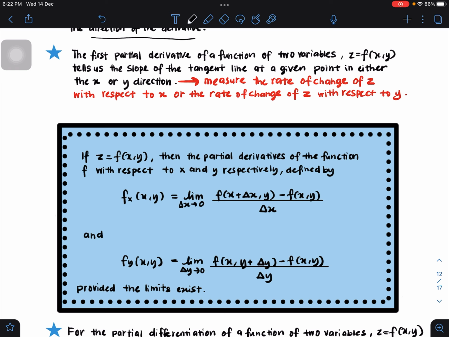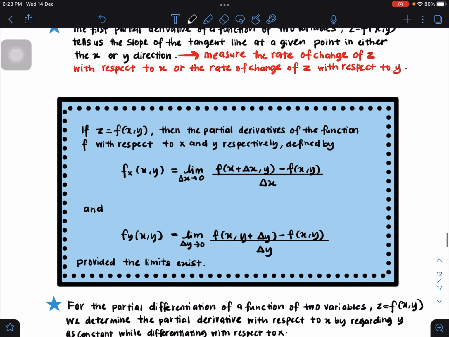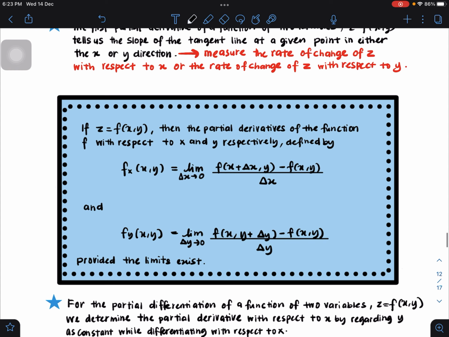Why is it called a partial derivative? Because you do not differentiate the whole equation, you only differentiate the equation partially, depending on what direction you choose. Sorry, this is not an example, this is an explanation.